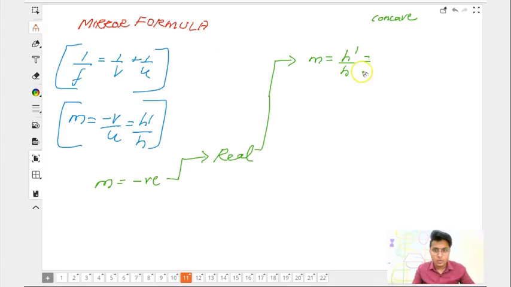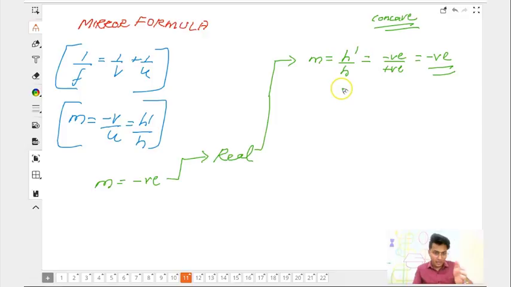So if I write that down, h dash is a negative value, real scenario. h is a positive value. Negative and positive must give you negative itself. So as I said, it's forming a real image and you got a negative value.